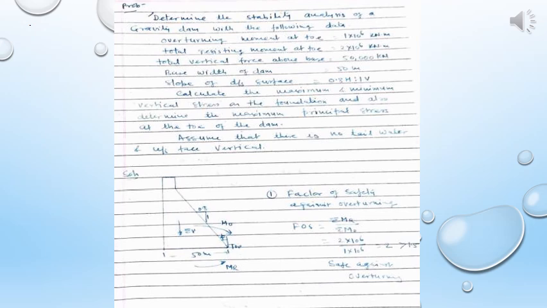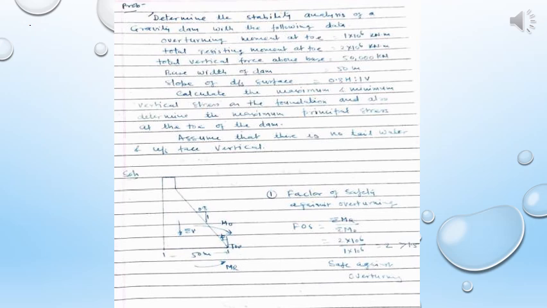The next problem is to determine the stability analysis of the gravity dam with the following data. The overturning moment at the toe is 1 into 10 to the power 6 kilonewton meter. Total resisting moment at the toe is 2 into 10 to the power 6 kilonewton meter, and the total vertical force above the base is 50,000 kilonewton. Base width of the dam is 50 meter. Slope of downstream surface is 0.8 horizontal to 1 vertical. Calculate the maximum and minimum vertical stresses on the foundation, and also determine the maximum principal stress at the toe of the dam. Assume there is no tailwater and the upstream face is vertical.